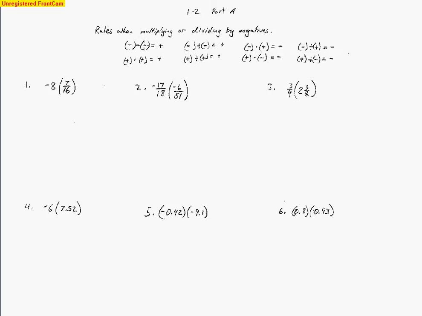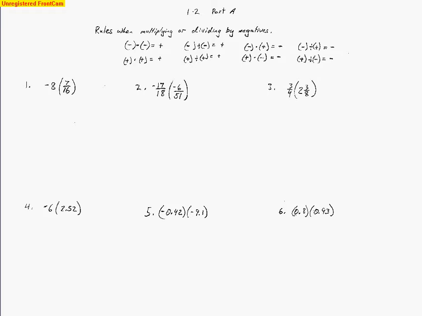When we have two negatives being multiplied or divided, we end up with a positive. A negative and a positive, or a positive and a negative, both make negatives. And two positives being multiplied makes positive. So basically the rule is same sign is going to end up being a positive. An odd number of negatives will be a negative. So let's take a look at the first one here.